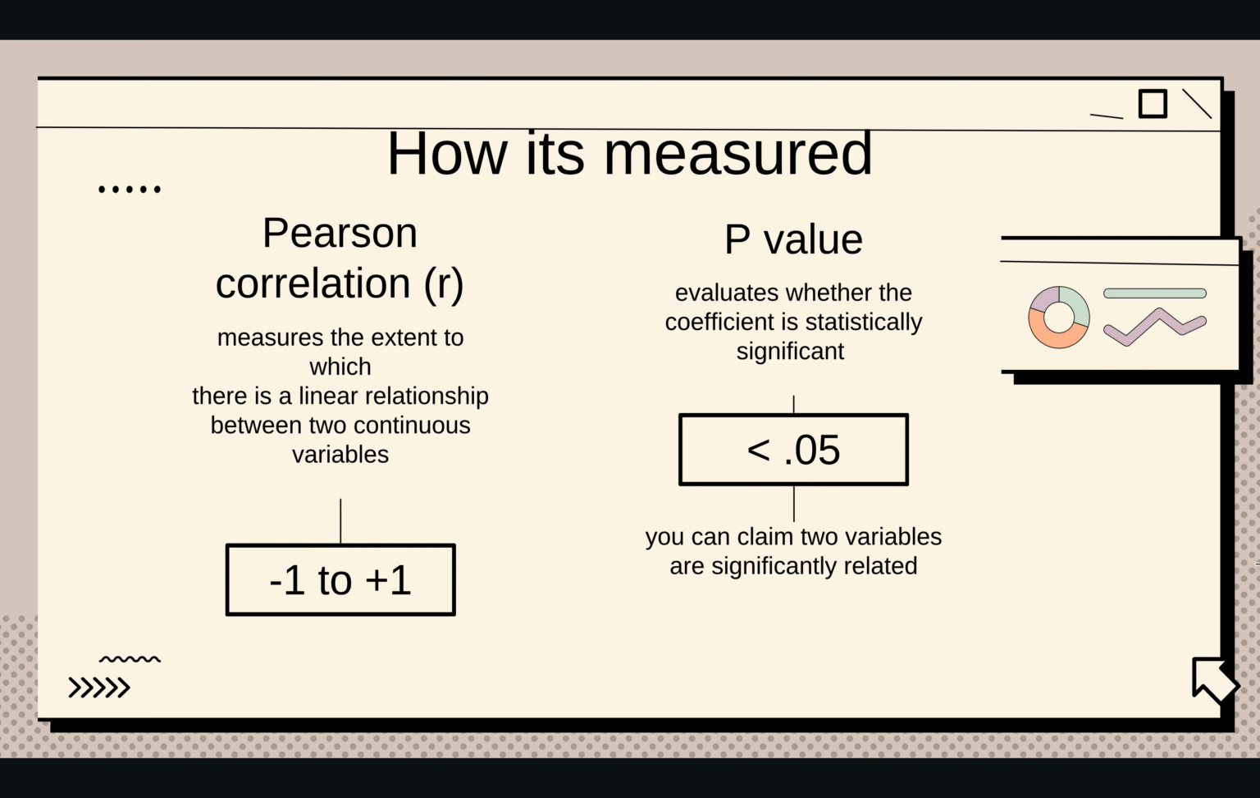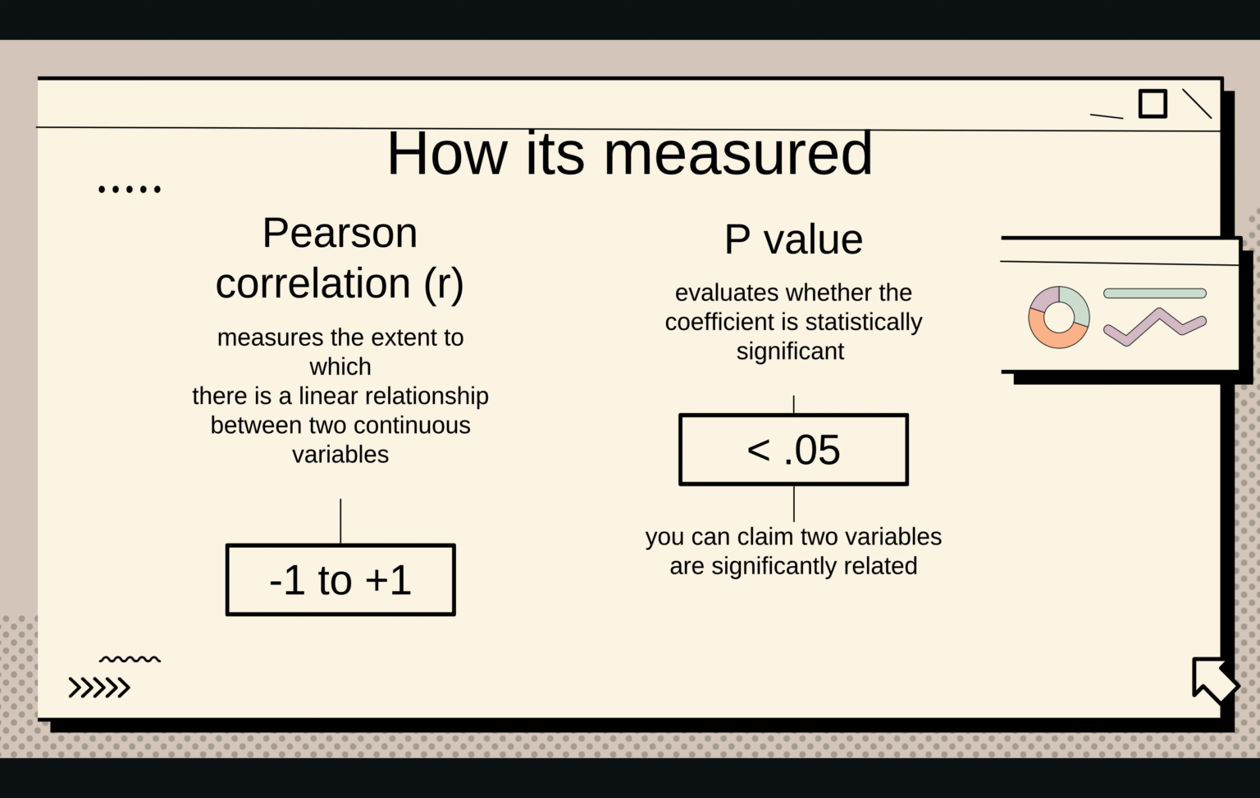We measure this by looking at two different things. First is the Pearson's correlation, otherwise known as the R value. This measures the extent to which there is a linear relationship between the two continuous variables. And again, like I mentioned earlier, it goes from a range of -1 to +1. So this just determines how weak or strong the association is linearly between the two variables.